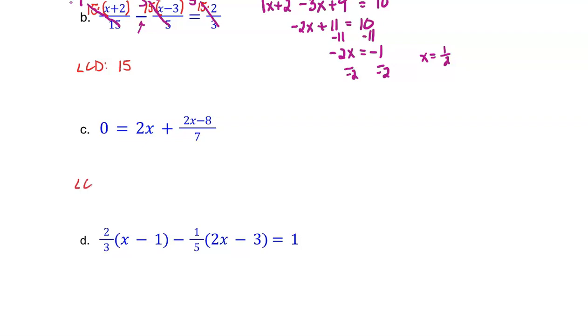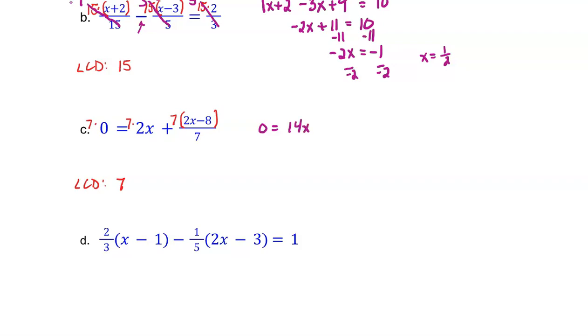The LCD is 7. That's the only denominator in the entire problem. Let's multiply all terms by 7. 7 times 0, 7 times the 2x, and 7 times that 2x minus 8. 7 times 0 is still 0. 7 times 2x is 14x.